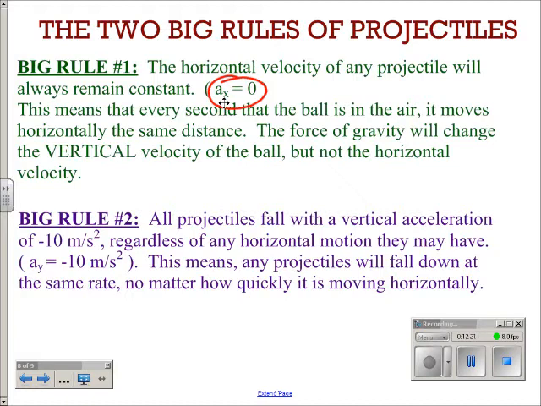So what that means is every second the ball is in the air, it's going to go horizontally the same distance. The force of gravity will change the vertical velocity of the ball, but not the horizontal velocity. Hopefully we should have a video here where we're going to see an airplane dropping some bombs. The airplane is flying along at whatever, 400 miles an hour, right? When it opens the bomb doors, the bombs fall out, but they're still moving at 400 miles an hour. So as the bombs fall, they move horizontally at the same speed as the airplane. And as long as this plane doesn't speed up or slow down, the bombs will always be under the plane.